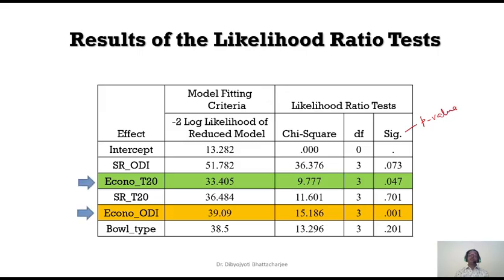Now, the p-value will tell whether these variables, these 1, 2, 3, 4, 5 variables, are significant or not. The condition is that at 5% level of significance, the p-value should be less than 0.05. I see this is not less than 0.05, but this is less than 0.05. This is not less than 0.05. This is less than 0.05, and this is once again not less than 0.05. That means economy rate of T20 and economy rate of ODI are actually significant variables.